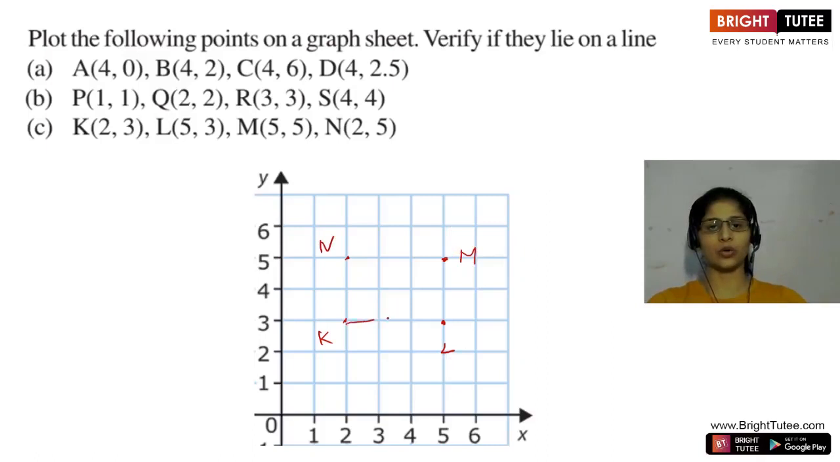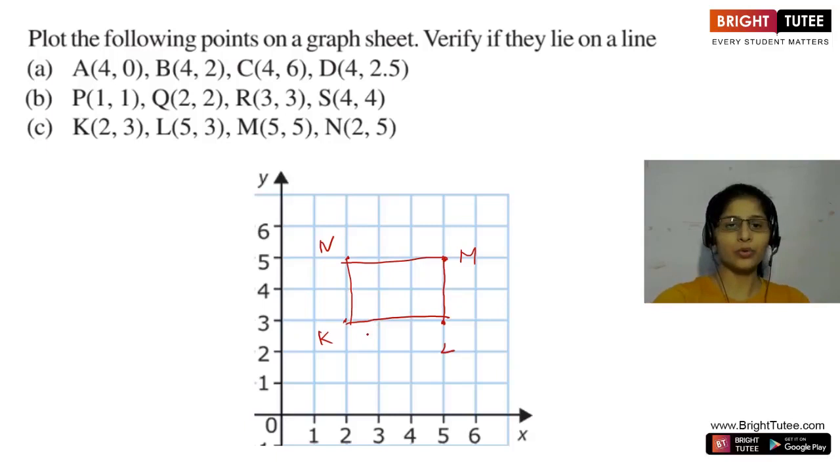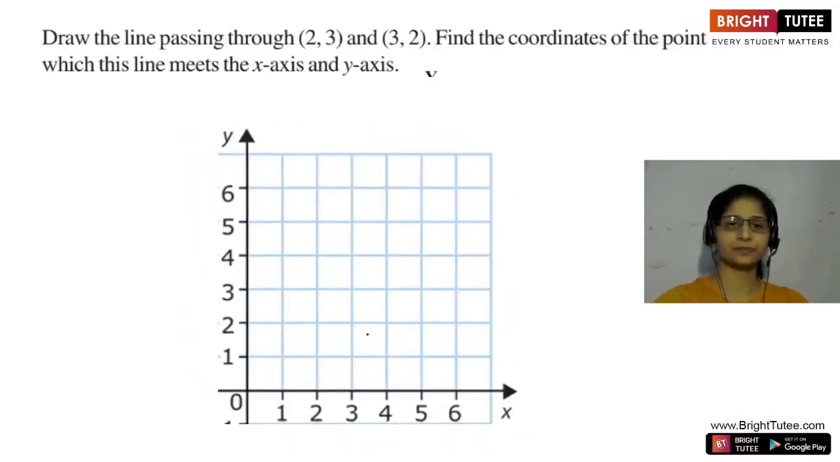If I join all of them, K to L, L to M, M to N, and these also. So are they lying on a straight line? No, they are not lying on a line. Clear? Okay, moving to the next question.